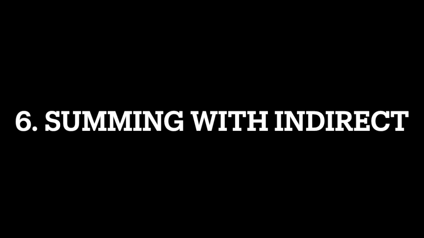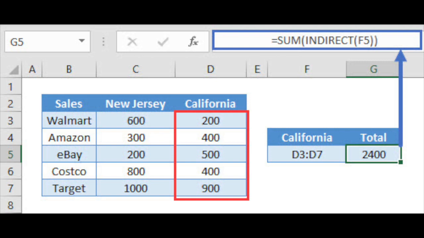6. Summing with INDIRECT. Another trick up our sleeves is the INDIRECT function. This gem allows you to create dynamic ranges, perfect for situations where your sum range changes based on certain conditions. It's like having Excel read your mind and adjust the sum accordingly.